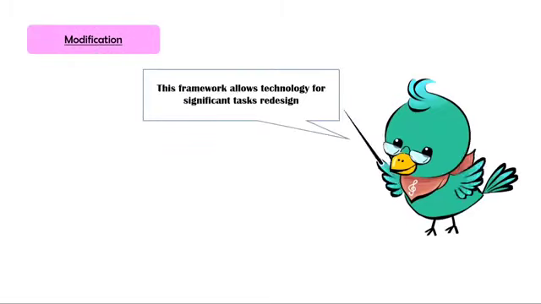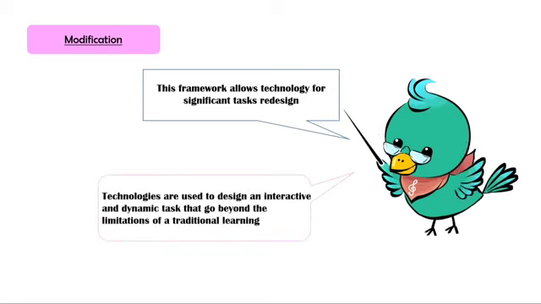Modification. This stage allows technology for significant task redesign or redesign of part of the original task. In this stage, you start to move from enhancement to transformation, and technologies are used to design an interactive and dynamic task that goes beyond the limitation of traditional learning. So in the learning process, students can make an innovative work which is not only limited to paper.